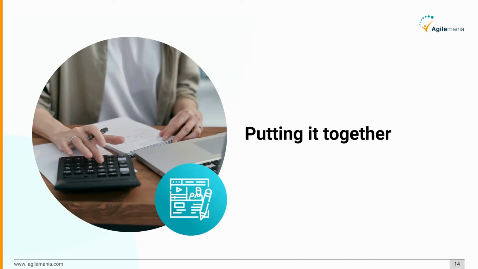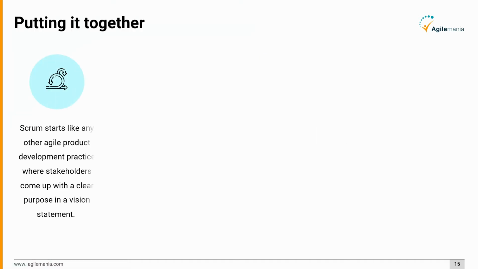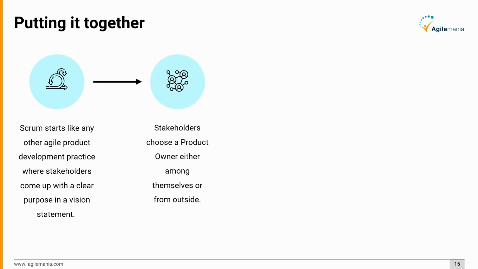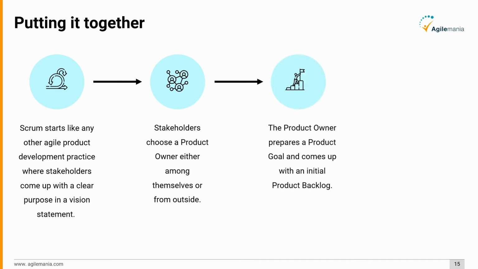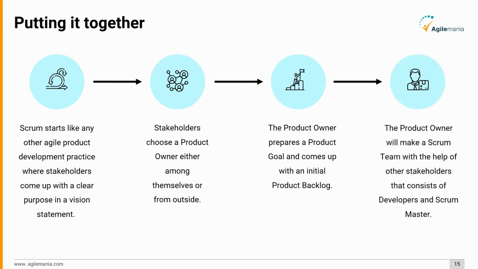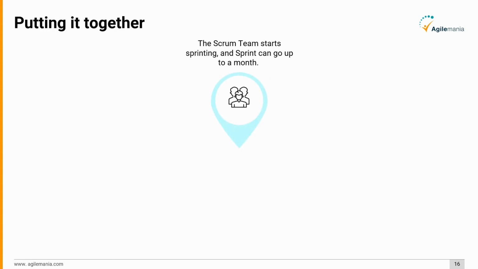Let's discuss how it works to have a clear view. Scrum starts like any other Agile product development practice where stakeholders come up with a clear purpose in a vision statement. Stakeholders choose a product owner either among themselves or from outside. The product owner prepares a product goal and comes up with an initial product backlog. The product owner will make a Scrum team with the help of other stakeholders that consists of developers and Scrum Master. The Scrum team starts sprinting, and the sprint can go up to a month.